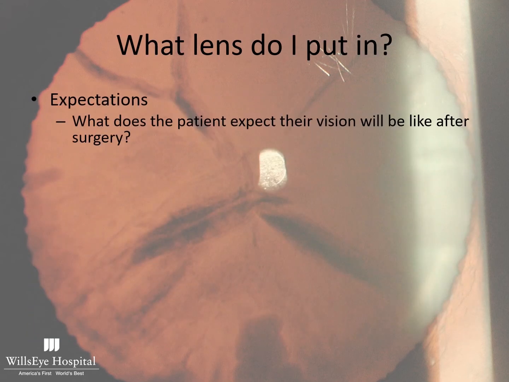All right, so thinking about what lens you put in. We talked about how to get the cataract out. Now we're talking about what lens to put in. So what are the patient's expectations? What do they think their vision is going to be like after surgery? And being a cataract surgeon or an ophthalmologist in general is a little bit like being a part-time psychologist. So you need to quickly get a sense of the patient and their expectations and meet them where they're at and direct them with where it's possible to go.